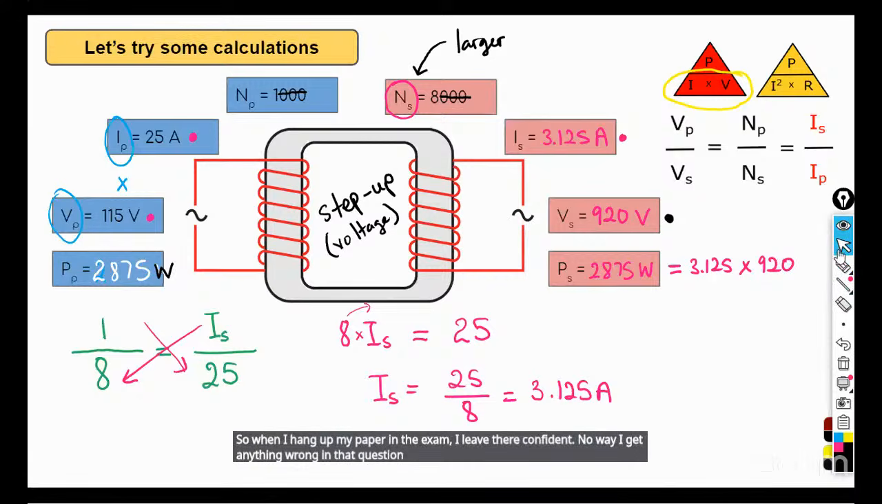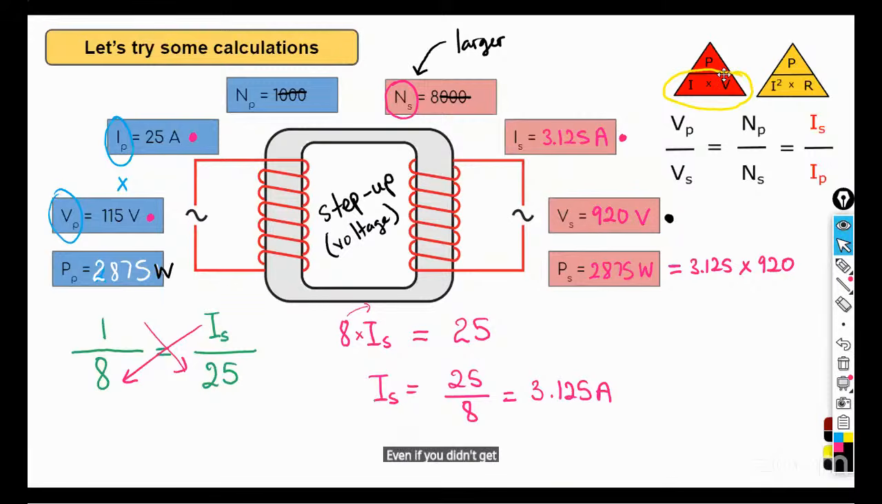How many people, by raising their hands, got every single thing correct without my assistance? Even if you didn't get it, once you understood what you did wrong.